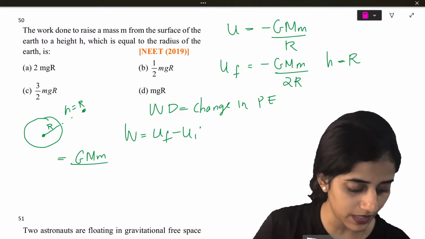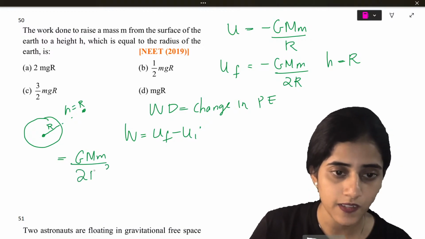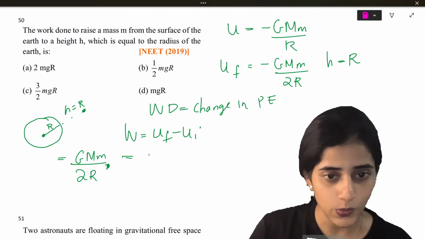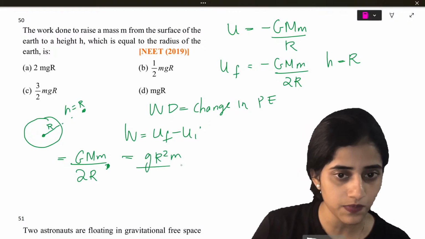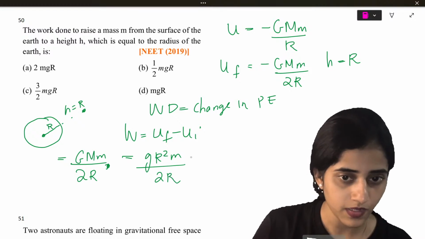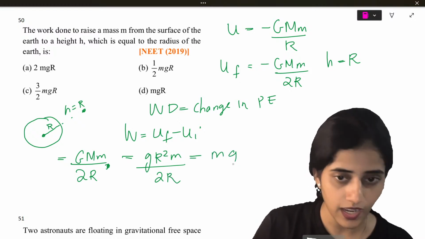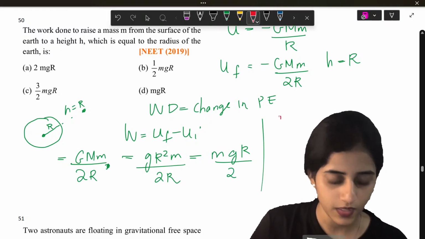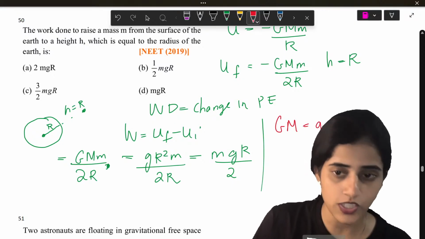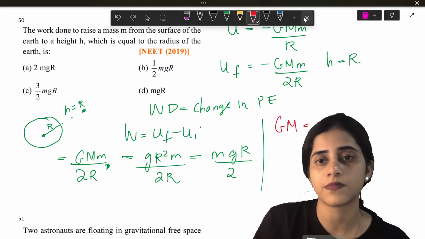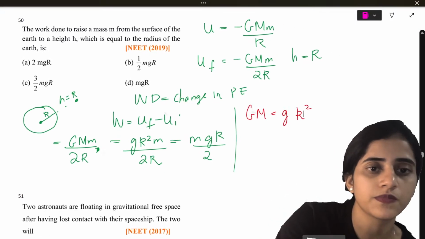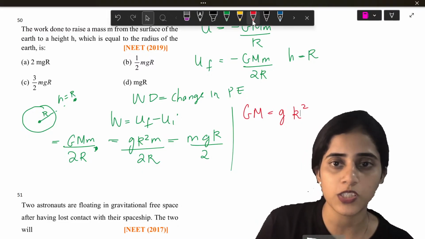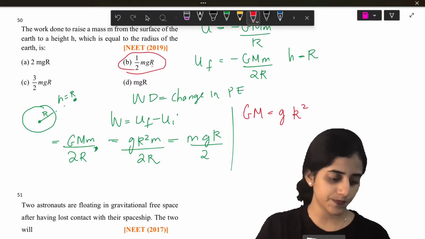GMm divided by 2R is your work done. This is going to be equal to, you will get GR square m divided by 2R, which is going to be equal to mgR by 2. How? Because GM is gR square. So what is the answer? mgR by 2. So it's going to be option B.